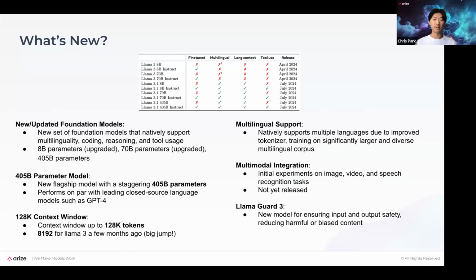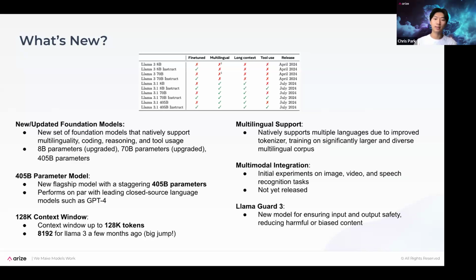And this new flagship model that they have, the 405 billion parameter model, is on par with a lot of the leading closed source language models like GPT-4. And for an open source foundation model, that's kind of huge. And like we talked about, 128K tokens context window, a big jump from just Llama 3, which was 8,000.